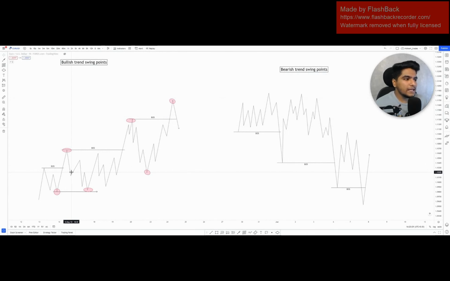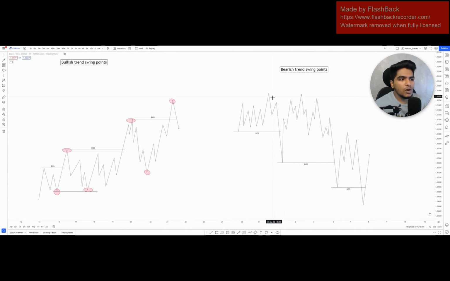So it's basically simple. You have to keep it simple. Imagine you have printed a high, you have to project it with a horizontal line, and once that high gets taken out, what was the extreme lowest most point we printed before taking out this high? It was this. So this is our swing low, and from wherever you start retracing, that will be your swing high. Now let's try to identify swing points when the trend is bearish.